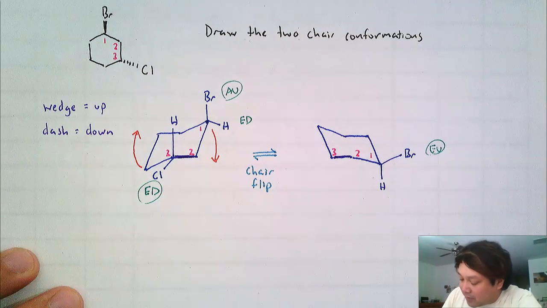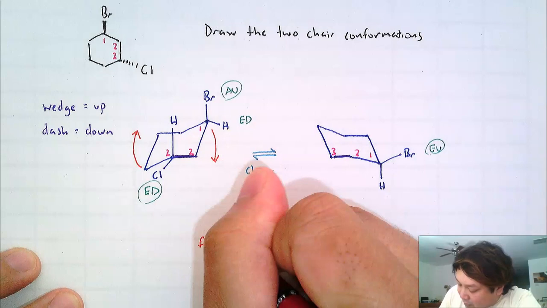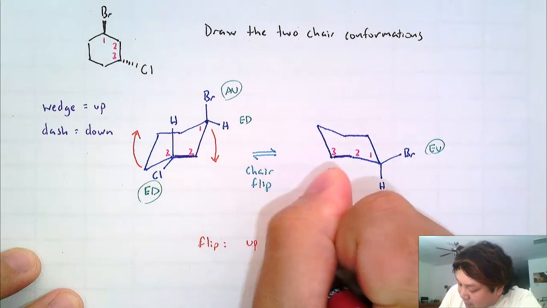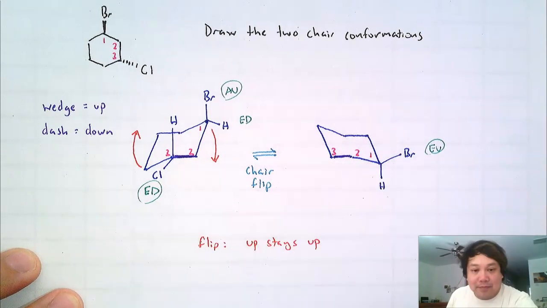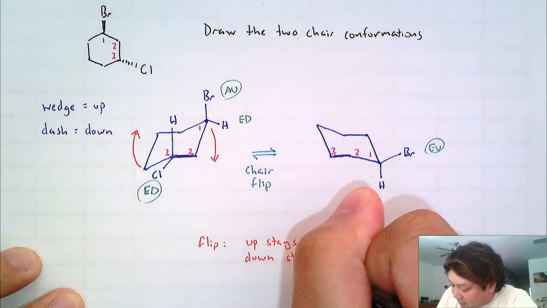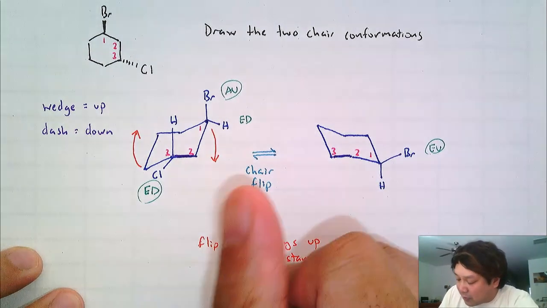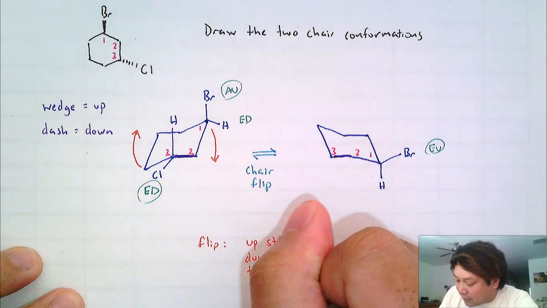When you do the chair flip, you can say that when you flip, up stays up, down stays down. And what are you doing? You're toggling. You're going back and forth between axial and equatorial.